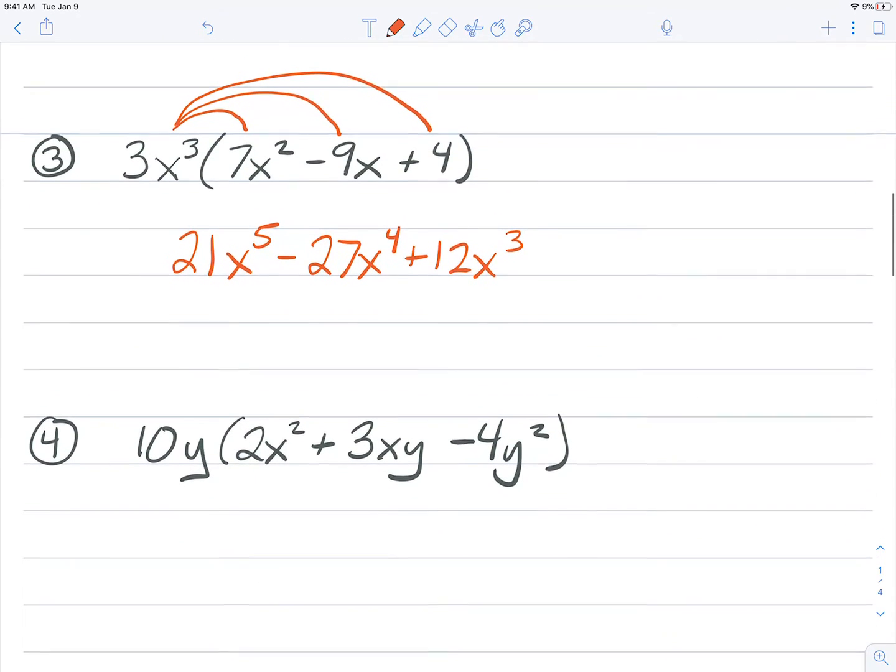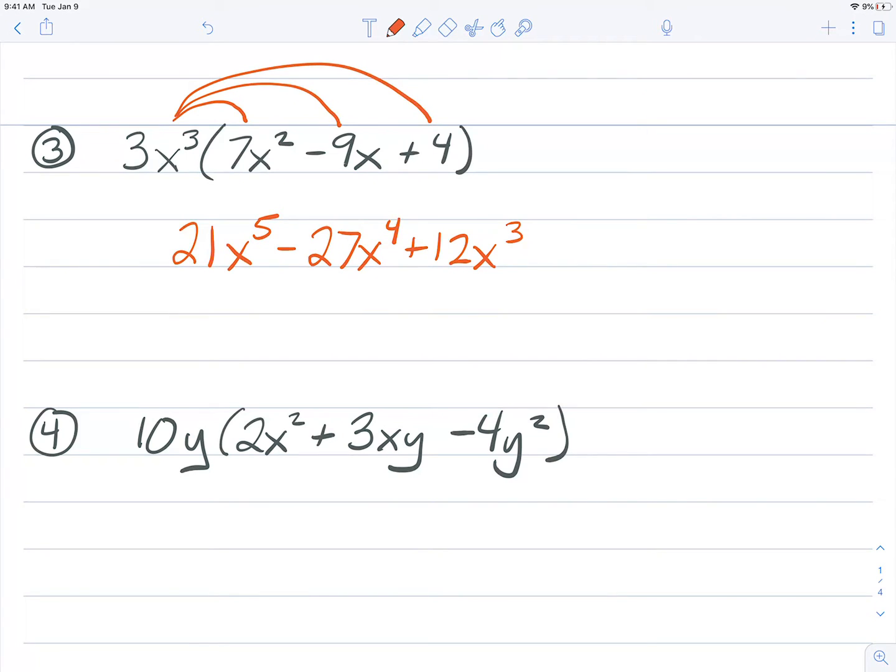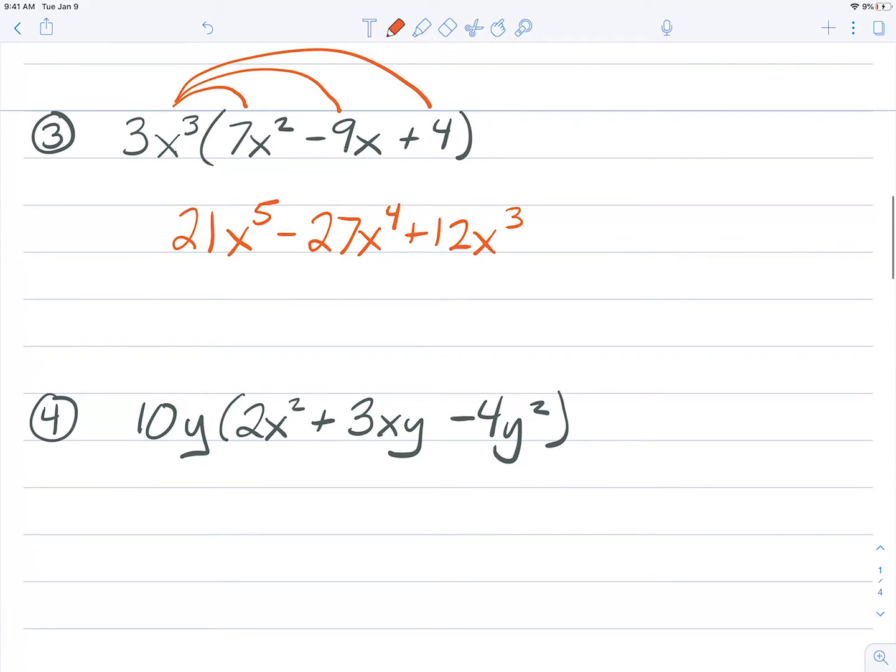Okay, last problem we're going to do. So you might end up with a couple of variables. That's totally okay. You can multiply whatever you feel like. It doesn't have to be like terms. Everything can be multiplied. So again, we're going to distribute.